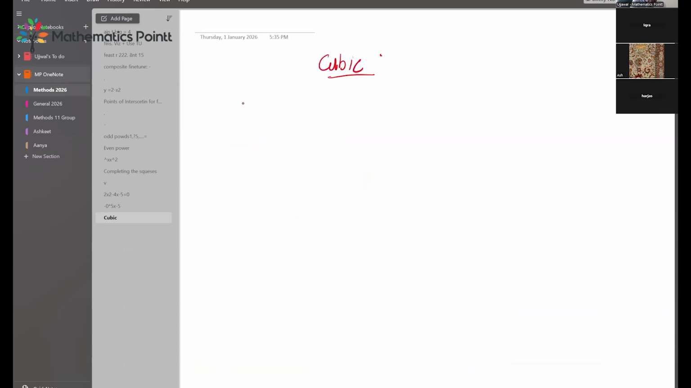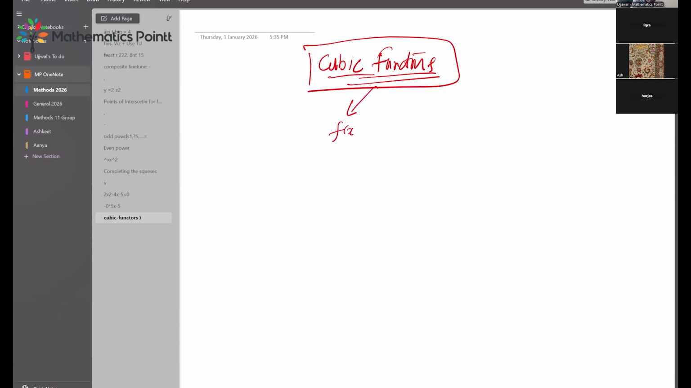Cubic functions, or should I say cubic functions, since we're using functions as a word rather than a polynomial, we say cubic functions. Now, a cubic function is that function, the f of x, where the highest degree of the polynomial is 3. So that's why we call it cubic.